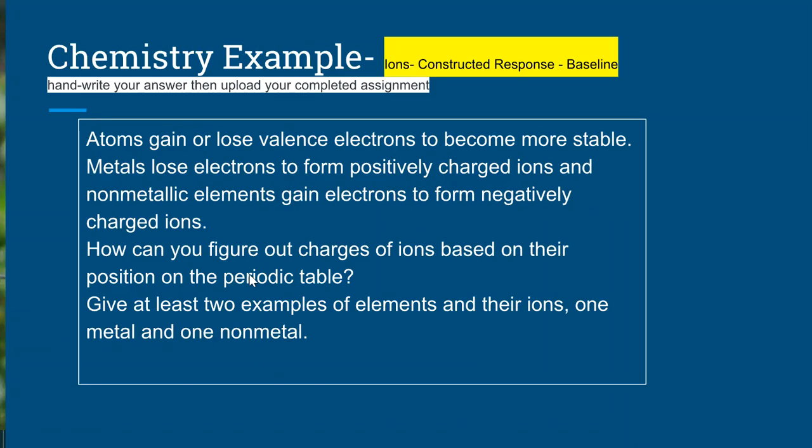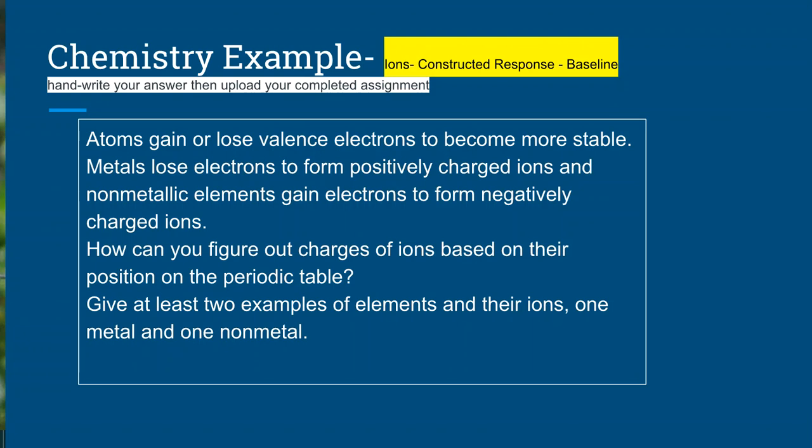Here's an example. We did the ion constructed response as a baseline to get you to see how to answer these questions, and it did not count against your grade. I asked you to handwrite your answer and then upload your completed assignment. So the question was: atoms gain or lose valence electrons to become more stable. Metals lose electrons to form positively charged ions, and nonmetallic elements gain electrons to form negatively charged ions. How can you figure out charges of ions based on their position on the periodic table? Give at least 2 examples of elements and their ions, one metal and one nonmetal.